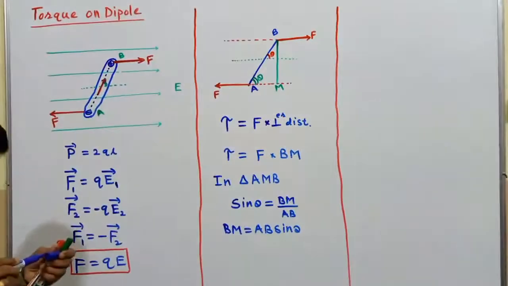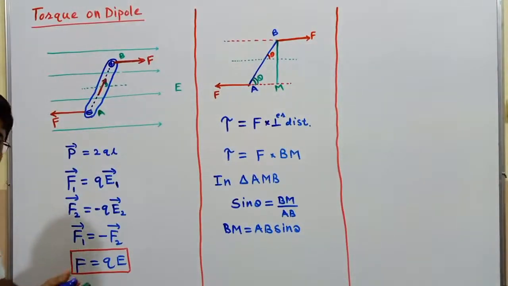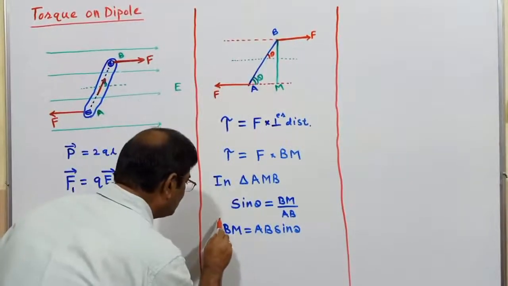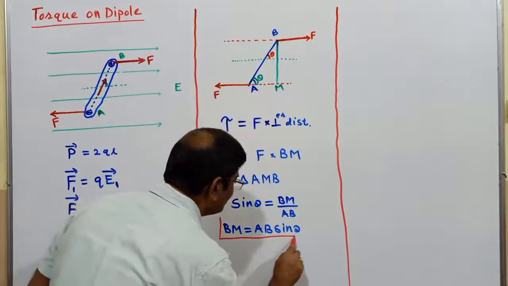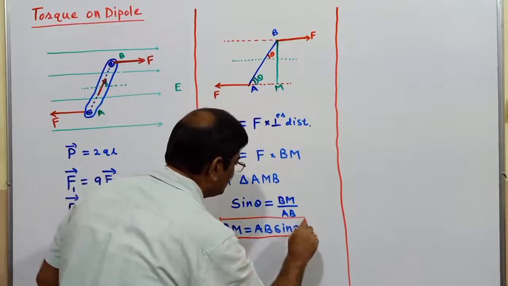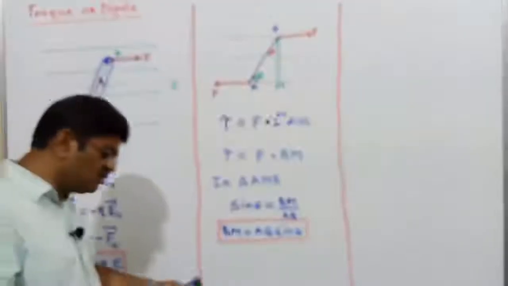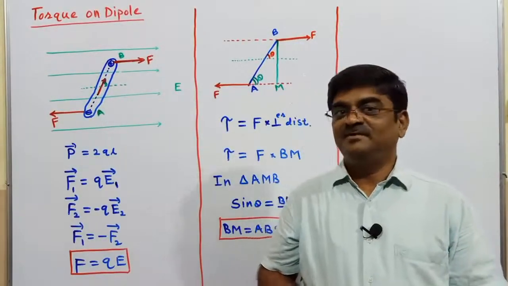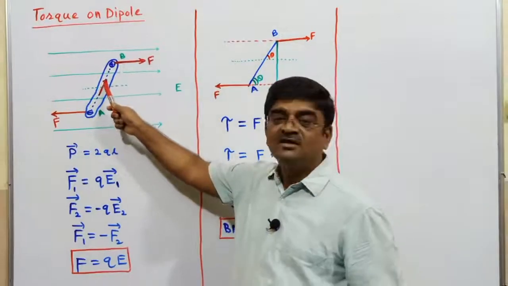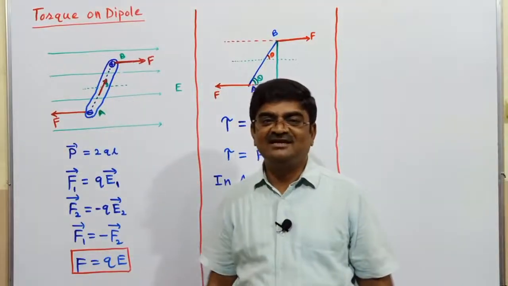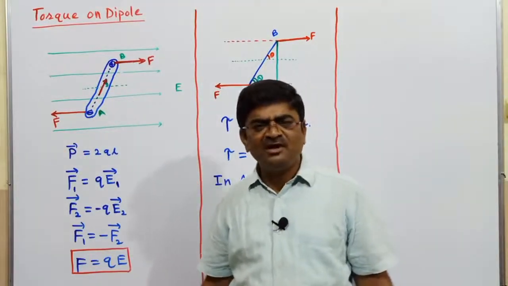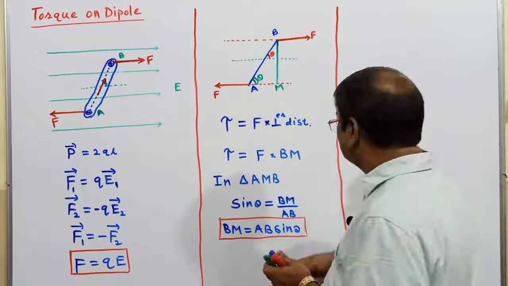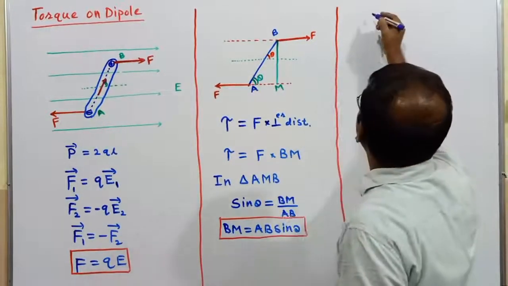Now have I got BM in terms of known parameters? Yes. Is AB known? Yes, I do know. How much is AB? 2L. Do you know theta? Yes, I do know. What is theta? The angle made by dipole moment with electric intensity. So I know theta, I know AB. I don't have any problem going ahead with the torque then. So torque I can calculate now.